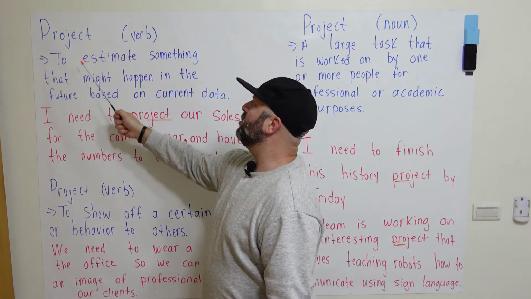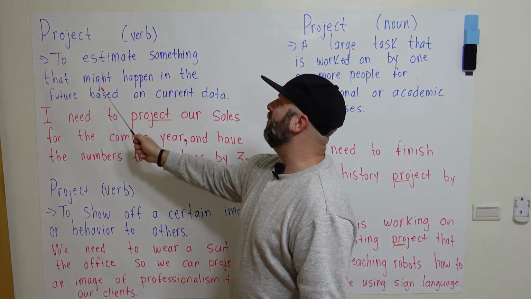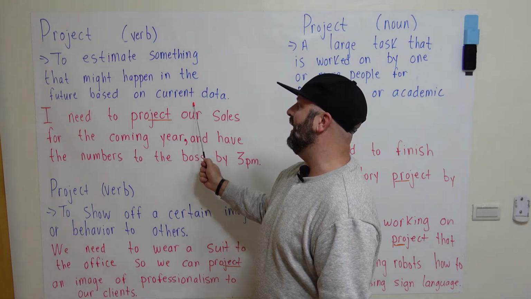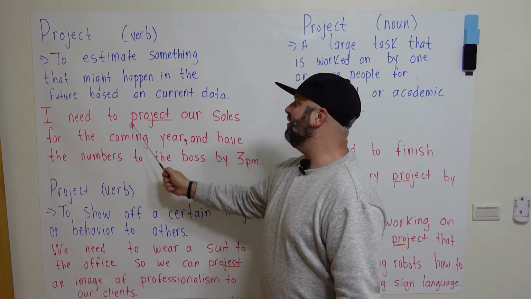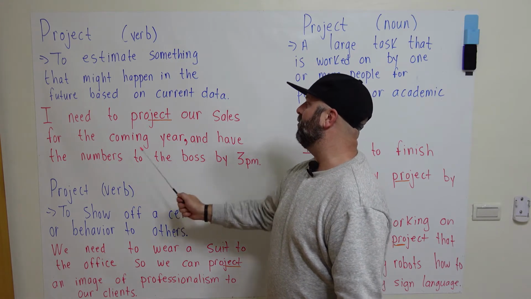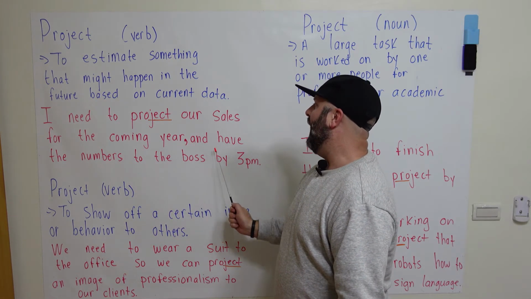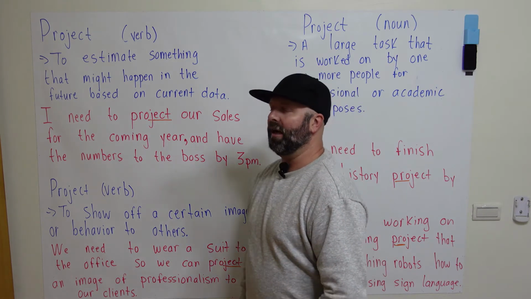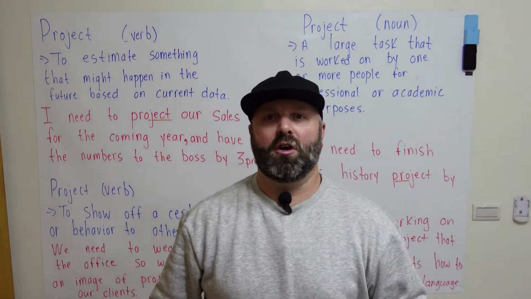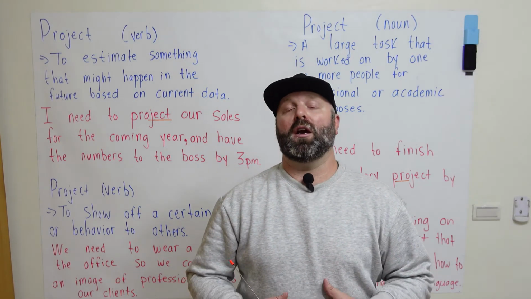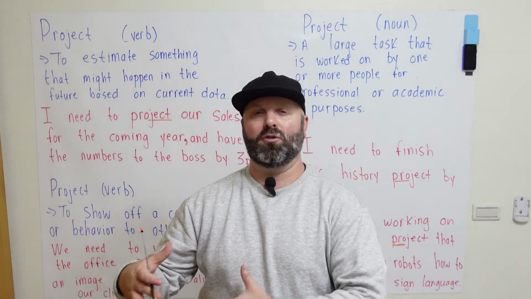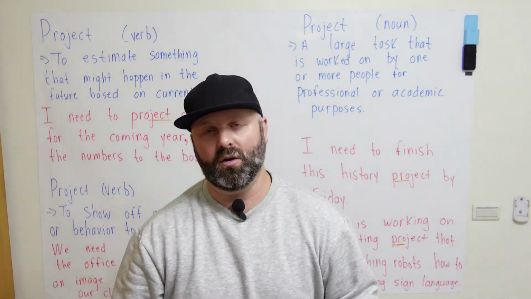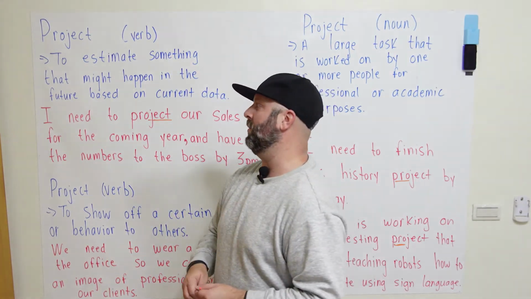Now, to project means to estimate something that might happen in the future based on current data. I need to project our sales for the coming year and have the numbers to the boss by 3 p.m. Companies do this all the time. To project means to guess what will happen or to estimate what will happen in the future based on current data, okay? So that's what this sentence means, okay?